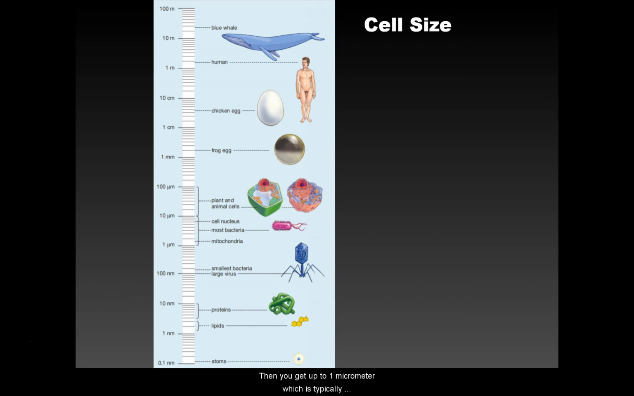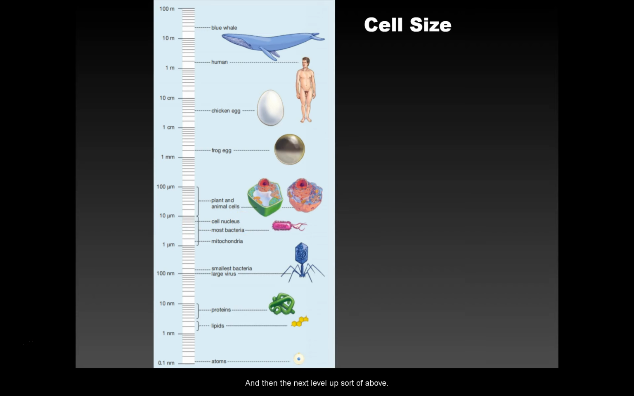Then you get up to 1 micrometer, which is typically closer to where bacteria are actually going to be living, between 1 and 10 micrometers. And you get to this mitochondria thing, which we're going to talk about later on in this chapter. This is a mitochondria, an organelle used to make energy. And then you get up to a eukaryotic cell nucleus. It's maybe 8 nanometers or whatever that unit is there.